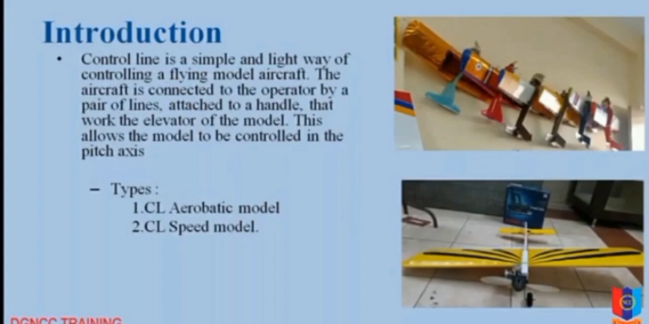Introduction. Control line models are very simple and light aircraft that can be controlled with the help of physical controlling lines. The aircraft is connected to the operator or the pilot by a pair of steel cables that control the elevator movement of the model. These models can be controlled in pitch axis. Furthermore, they are classified as control line aerobatics and control line speed.